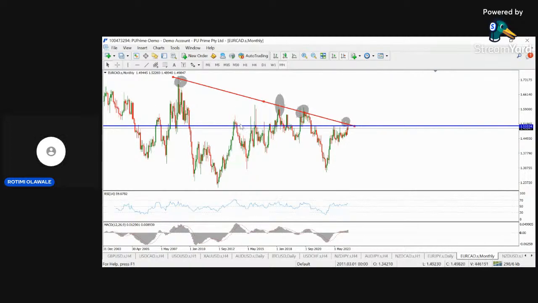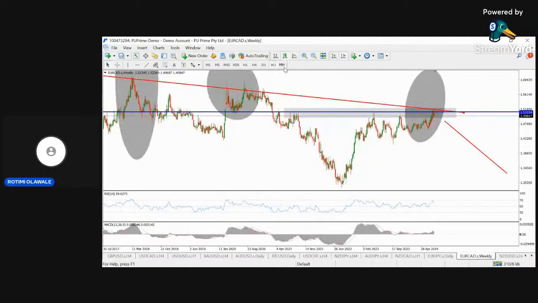And aside from that, we can clearly also see that there has been a kind of resistance between this region and this region. So we have a confluence, right there on the monthly time frame. So we expect a downward push on the euro card.